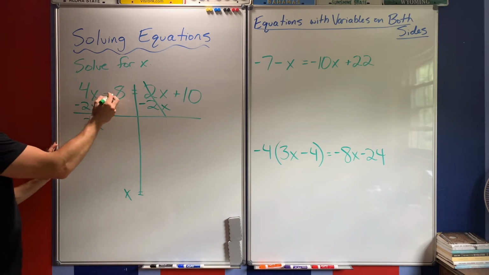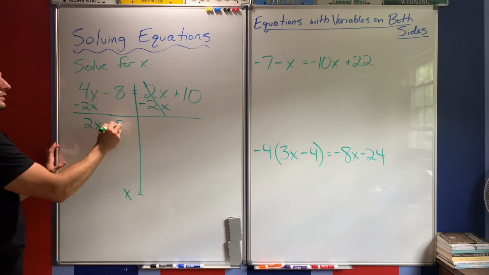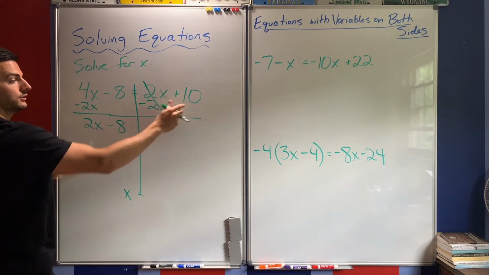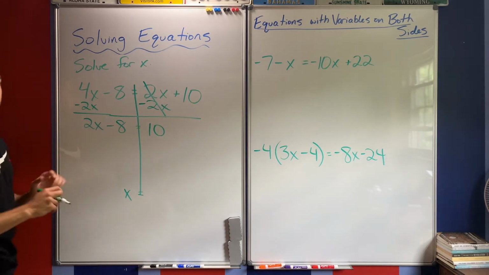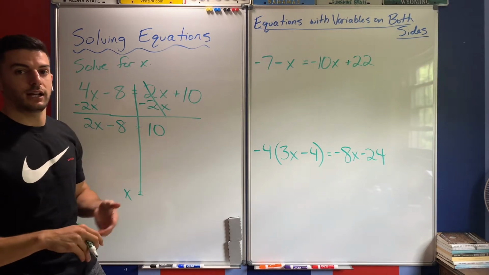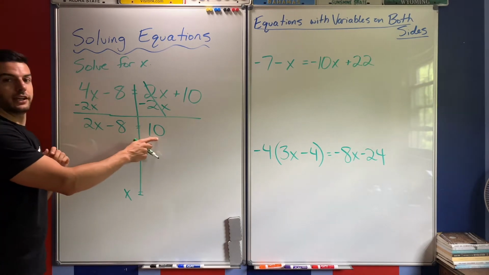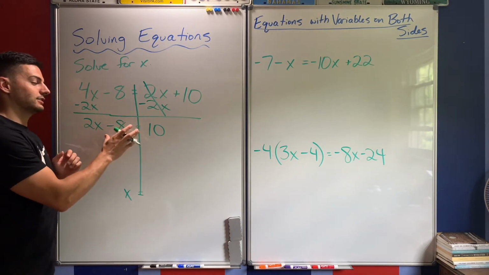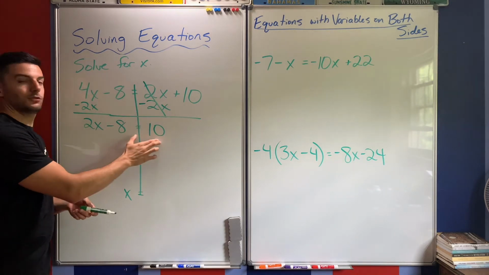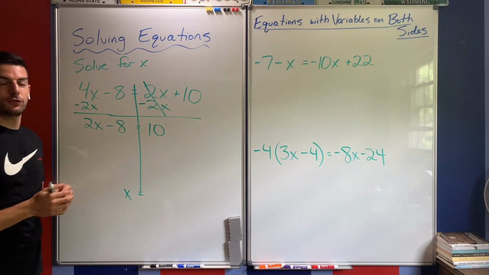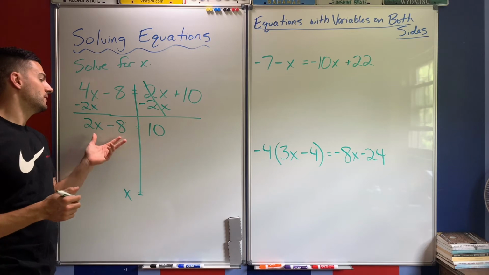Okay, so minus 8 equals positive 10. And I don't need to write that plus because when I write 10, that implies that it is positive. And now look at this: 2x minus 8 equals 10. Now this would be like the two-step equations that we did before, that hopefully you recognize.